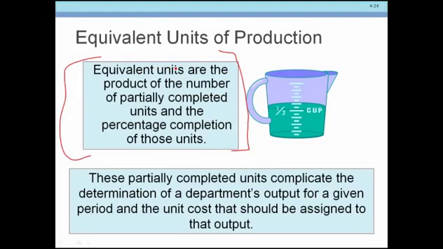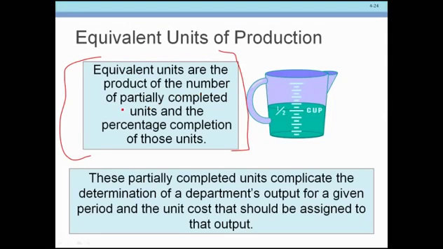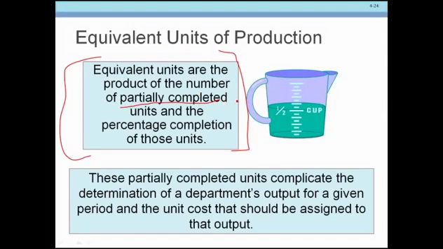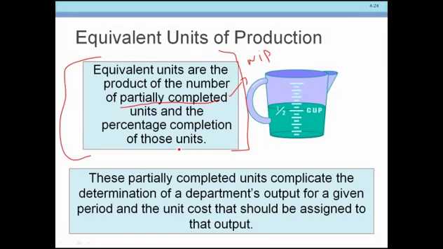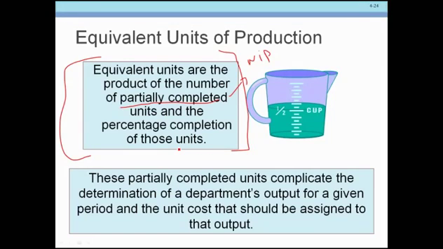Let's look at the definition first. Equivalent units are the product of the number of partially completed units, and partially completed sounds like work in process, and the percentage of completion of those units. So within work in process, what's going to happen now? We're going to assign a percentage of completion. For example, work in process is completed 40%. Now we have to say 40% as to what? 40% as to labor, 40% as to material, 40% as to overhead.